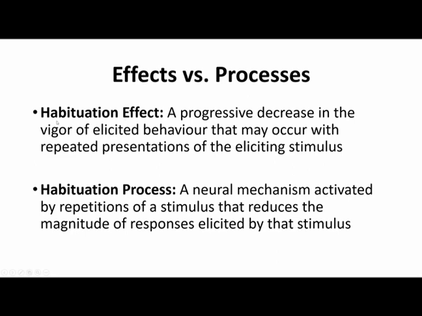And so if we're looking at a habituation effect, we can talk about that as a progressive decrease in the vigor of elicited behavior that may occur with repeated presentations of the eliciting stimulus. So a decrease in behavior when that eliciting stimulus is presented over and over again. The habituation process is a neural mechanism that's activated by the repetitions of that eliciting stimulus, and that neural mechanism is going to reduce the magnitude of responses elicited by that stimulus.